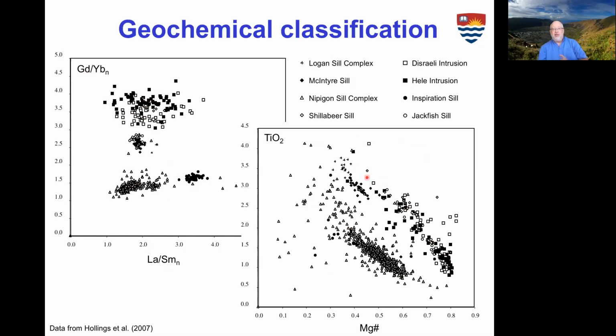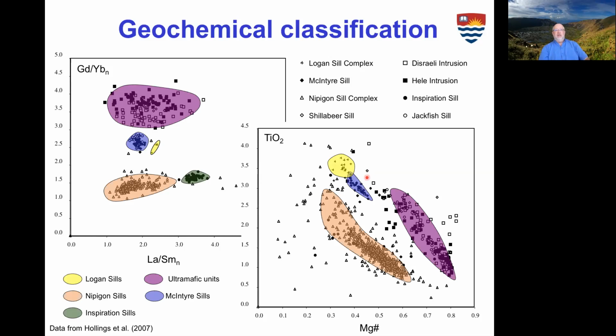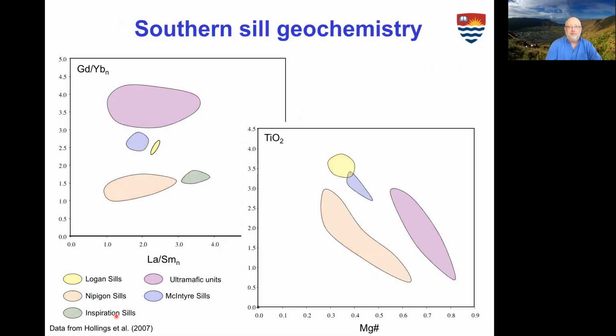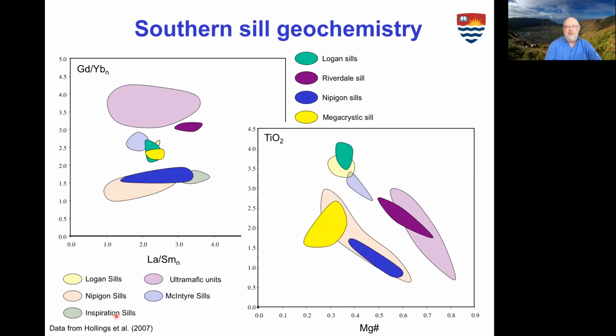So we were able to use these discrimination diagrams to help us classify and break things out across the rift. You could lump things together, so we had the Logan sills and Nipigon sills, Inspiration sills, out as separate units, and then from there piece together the history of the rift. We tried the same thing down in the south, so we've carried across our fields, and then we started playing with the units down to the south, and the Logan sills are sitting in here.